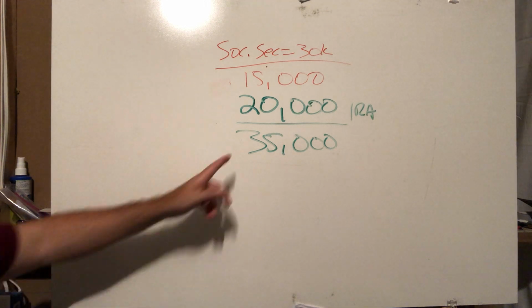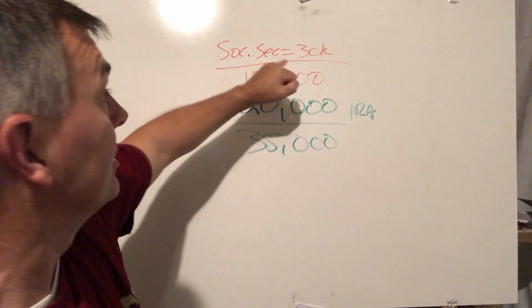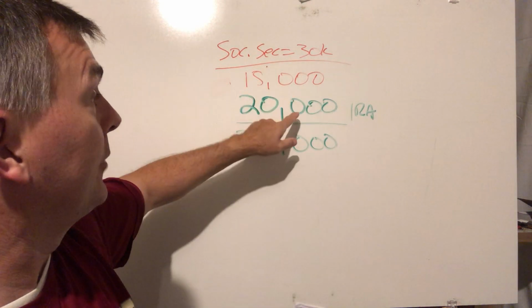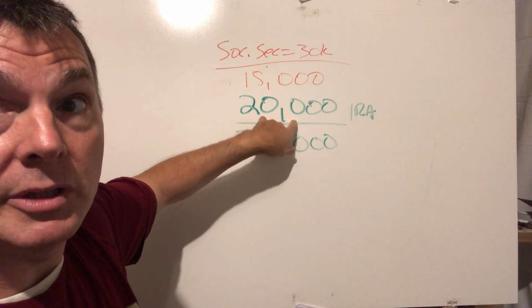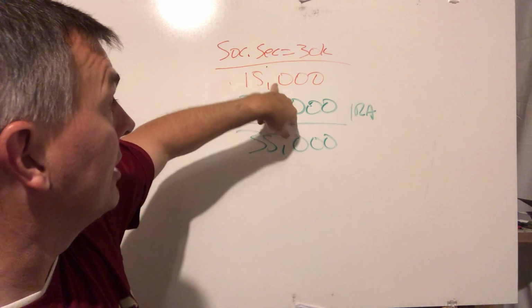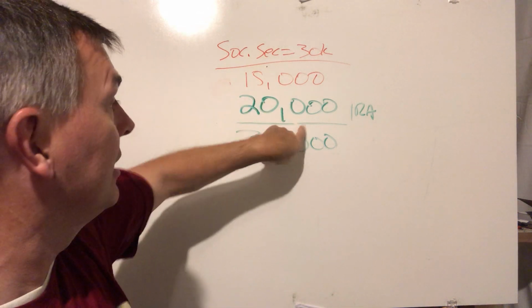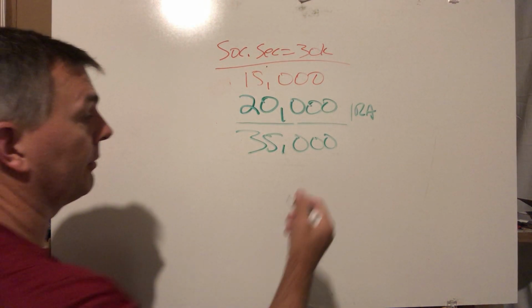All right, so we've got $35,000 as her provisional income. She has $30,000 in Social Security and a $20,000 IRA distribution. We take the $20,000 IRA distribution plus half of the Social Security that she has. So $35,000 is her provisional income.